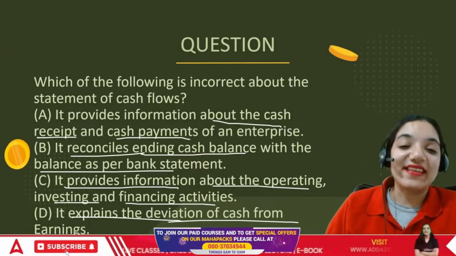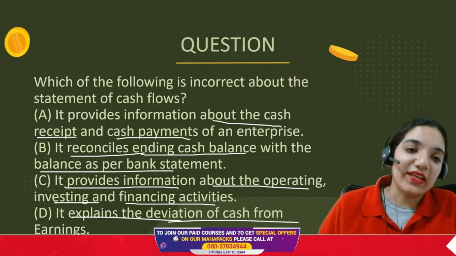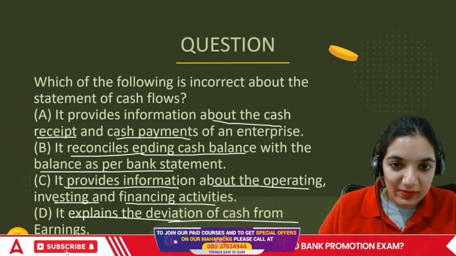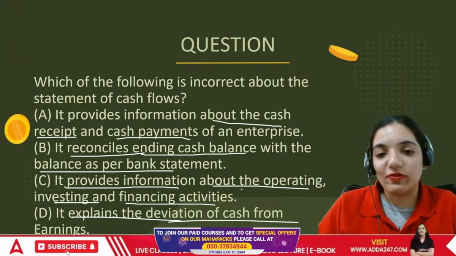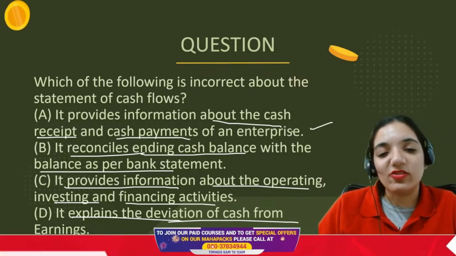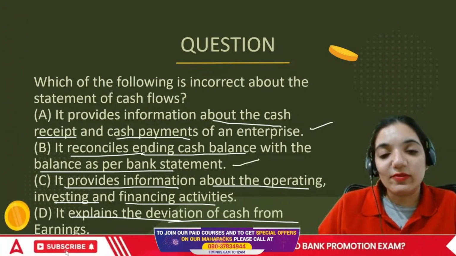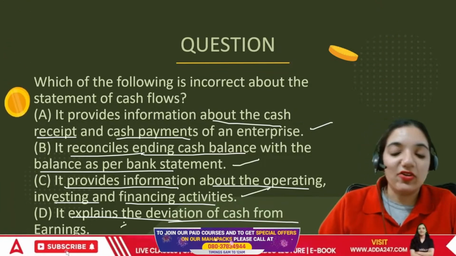Which one of the following is incorrect about the statement of cash flows? Cash flow is basically when we receive money. It provides the information, yes, it does. It gives us the information about inflows and outflows. That is correct. It reconciles the ending cash balance, yes, it also does that. It provides information about operating, investing, and financing. That is also true. So the incorrect one is the last option.